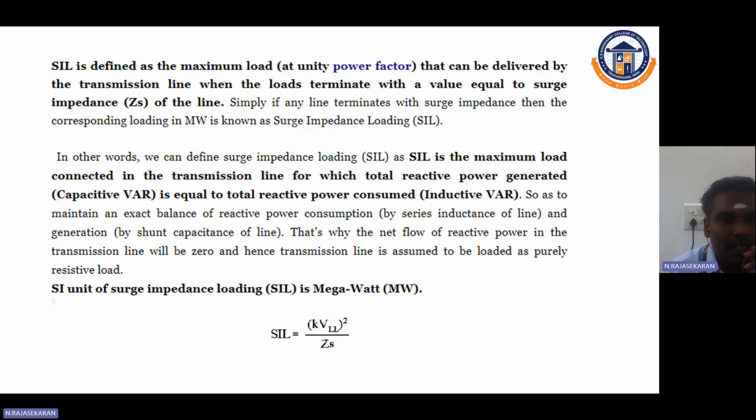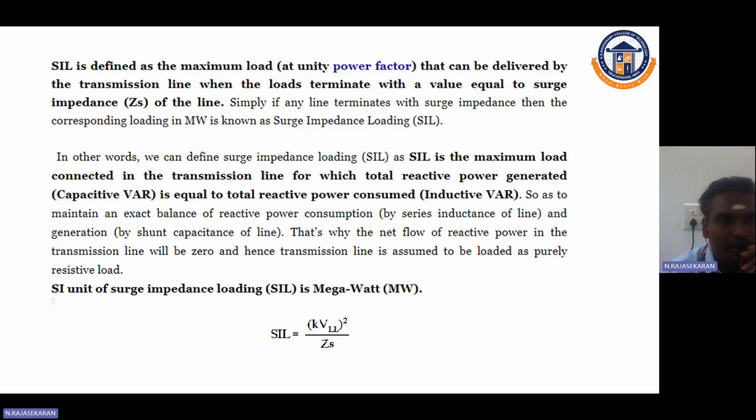In other words, we can define surge impedance loading as the maximum load connected to the transmission line for which the total reactive power generated is equal to the total reactive power consumed. This is another definition. In our system we have total reactive power generation and total reactive power consumption, some capacitive VAR and some inductive VAR. These will be balanced, and at that time we can send the maximum power to the system.